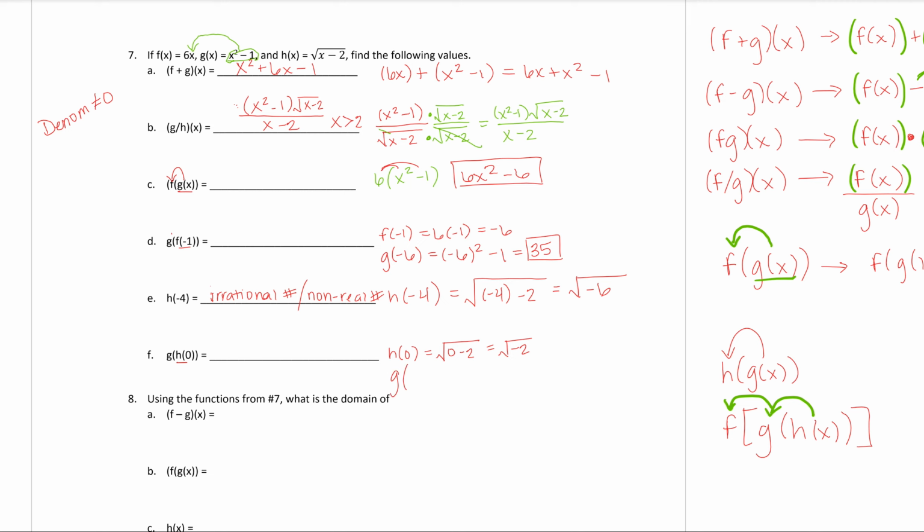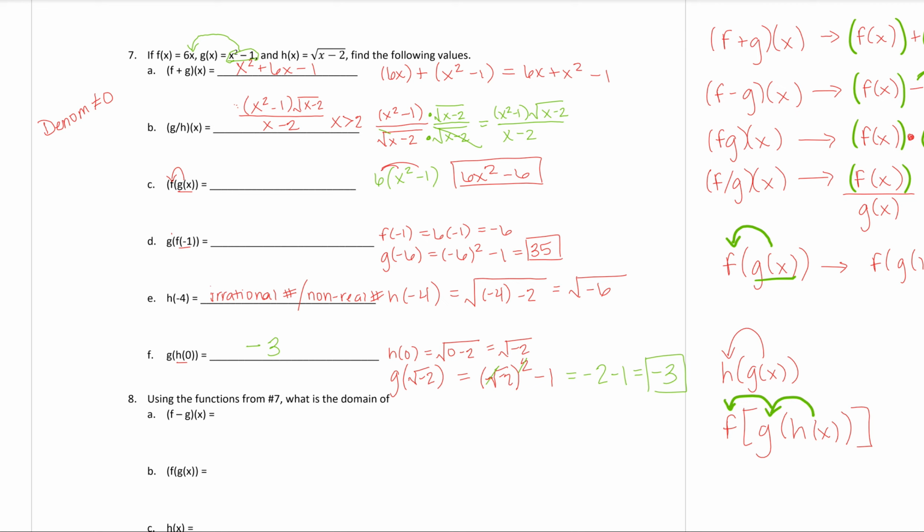So then g of the square root of negative 2 is going to be the square root of negative 2 squared minus 1. Well, what happens is that square root squared cancels out, and I end up with negative 2 minus 1, which gives me a negative 3. This one worked out. So I get an actual answer of negative 3. So even though I got an irrational number for h of 0, when I plugged it into my g, it actually worked out so that the square root canceled out and I didn't have to worry about it anymore.